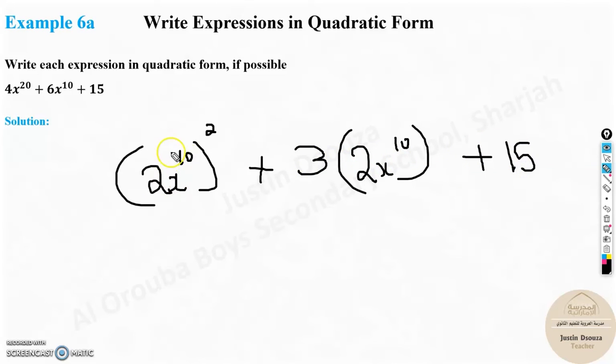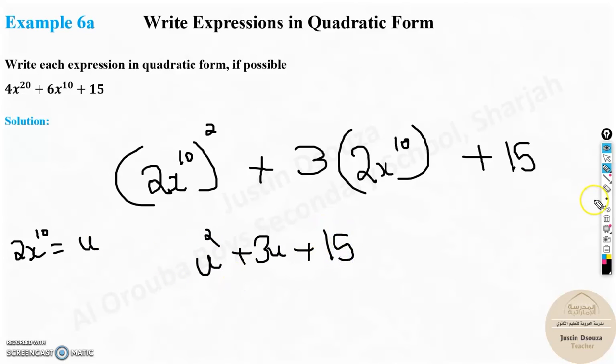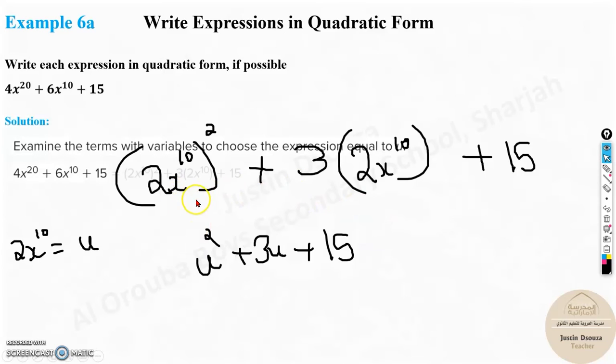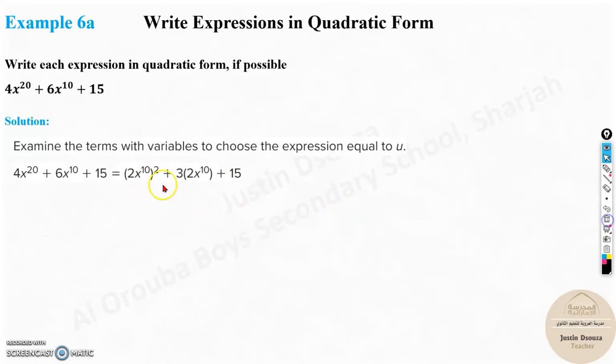So now you can rearrange and write this, this is the quadratic form. Basically, imagine you assume 2x to the power 10 is equal to u. What happens? It is u squared plus 3u plus 15. This is the simplified quadratic form, isn't it? So this is the answer. Basically, what I wrote over here, that's the answer. 2x to the power 10 the whole squared plus 3 into 2x to the power 10 plus 15. That's it.